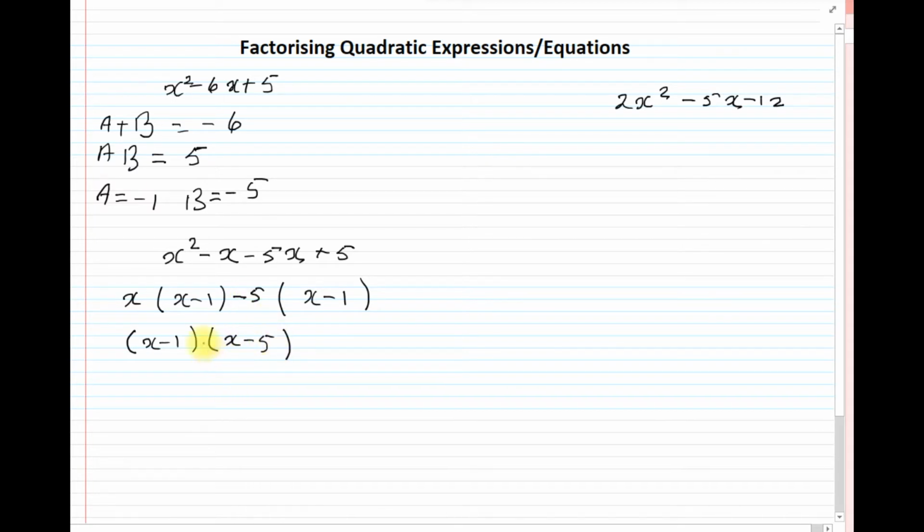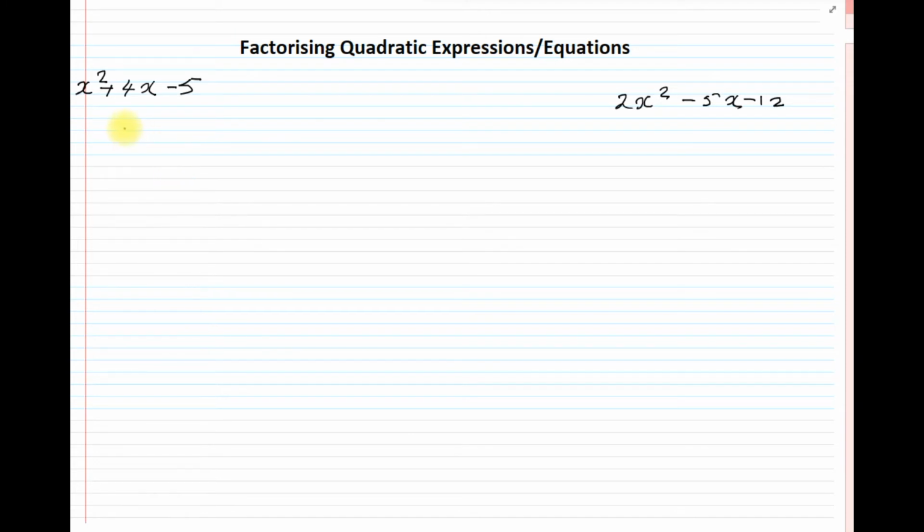Now, if this had been an equation, it would have been set to 0. And obviously, if we have two terms multiplied by each other which gives 0, either the first one must be 0 or the second one. So either x minus 1 will be 0 or x minus 5, which gives x equals 1 and x equals 5, if this was given to us as an equation. As an expression, the answer is just x minus 1 times x minus 5, bracketed, of course.